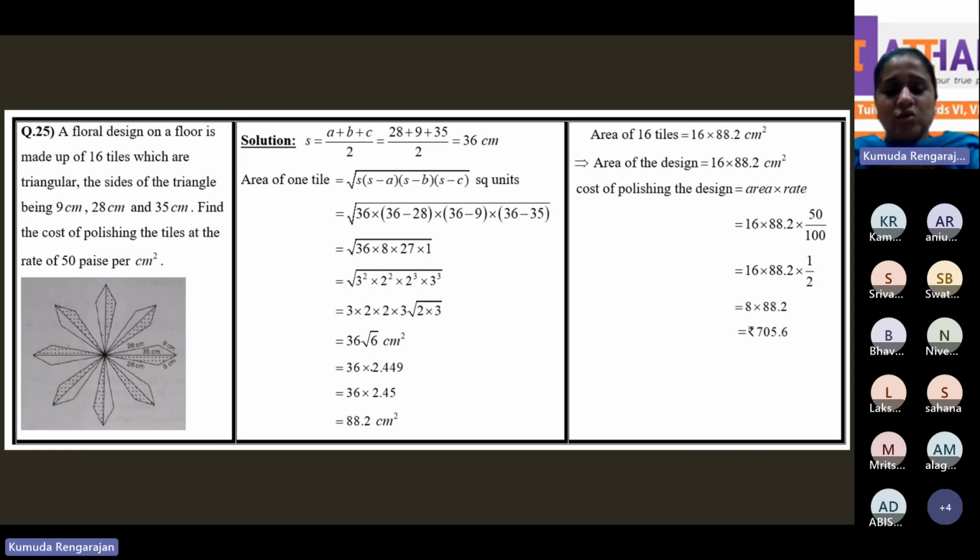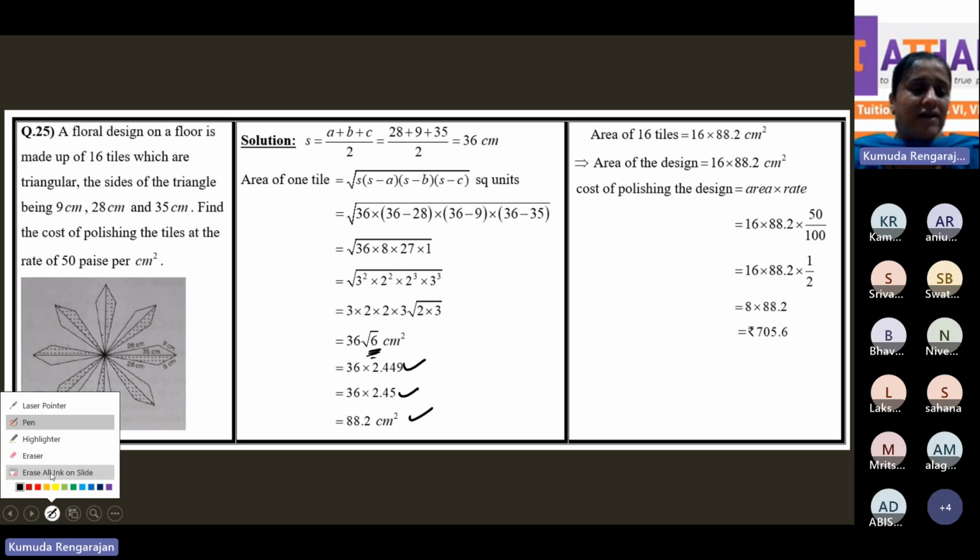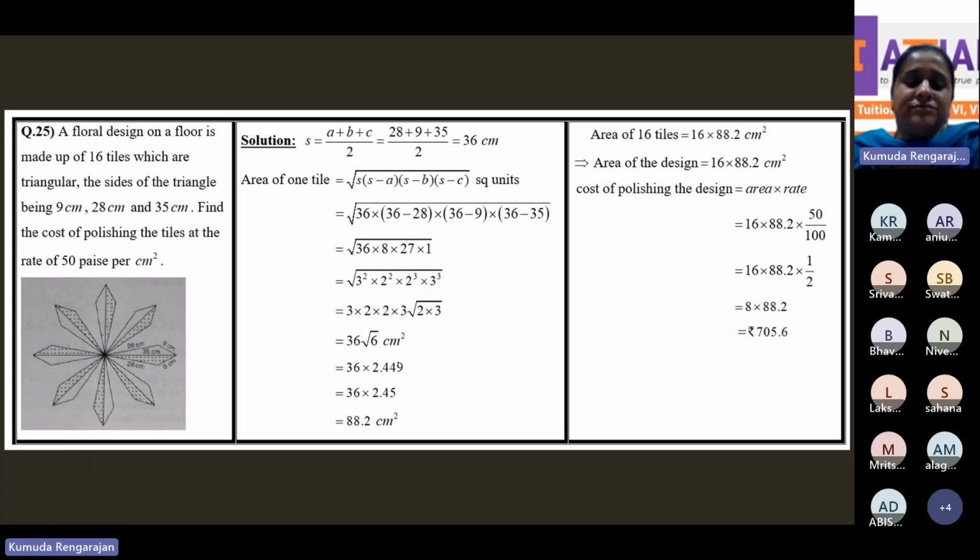And children, I've always told you, the value of root 6 should be given. If it is given, then you can do these steps. The value of root 6 will be given to you like 2.449, or if it is given as 2.45, whatever, then find the product 88.2. Suppose you ask, what if the value of root 6 is not given? Then it will be 36 root 6.